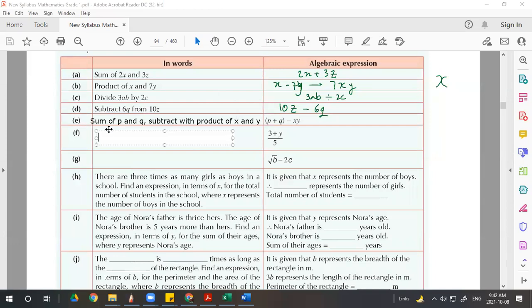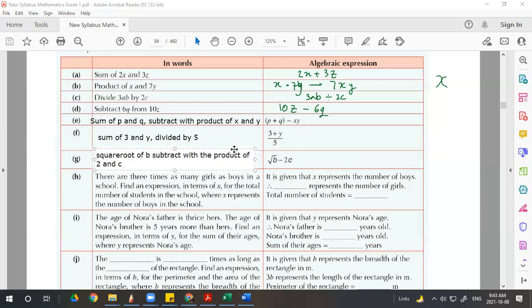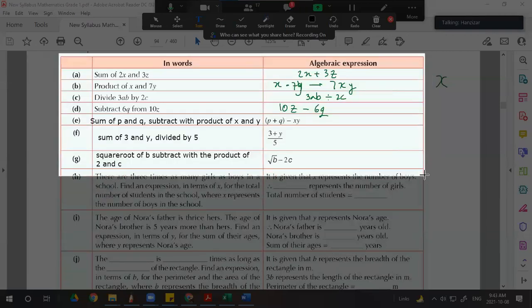Next, what is this? 3 plus y. So sum of 3 and y divided by 5, right? Piece of cake. And how about this? Square root of b subtract with the product of 2 and c. See, it's quite simple. Gampang ya. Jadi ini cuma latihan aja buat mathematicalnya. And so on. Okay, I will send this to you. Beberapa aja, nggak semua ya.